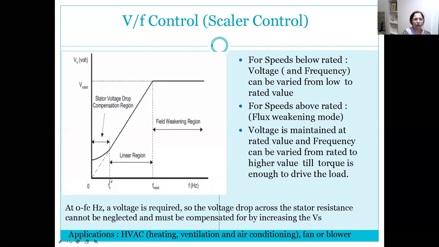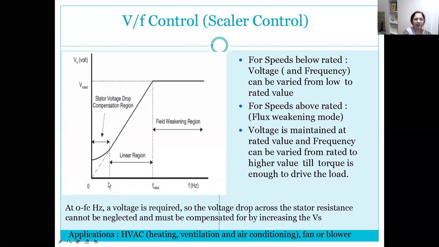So for very low frequency values, even at the zero frequency condition, we need to give some initial voltage, which is called a voltage boost. This voltage boost is necessary to accommodate the stator resistance drops, which are otherwise neglected. So to overcome the stator resistance drop, this much voltage boost is required. Initially V rated needs to be boosted a little bit, and the frequency can be started from near zero value.